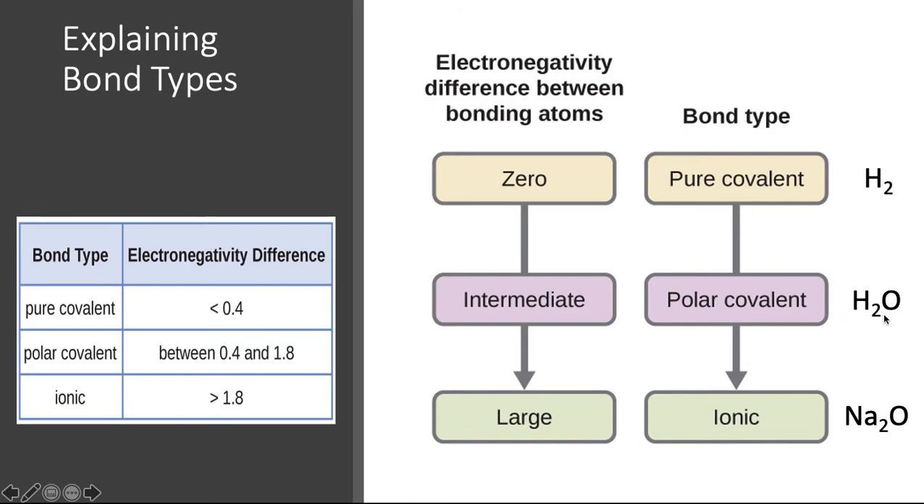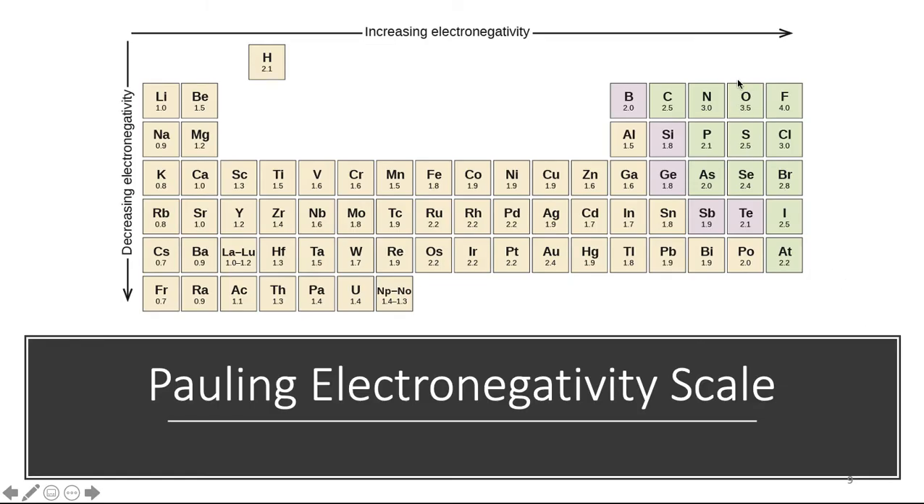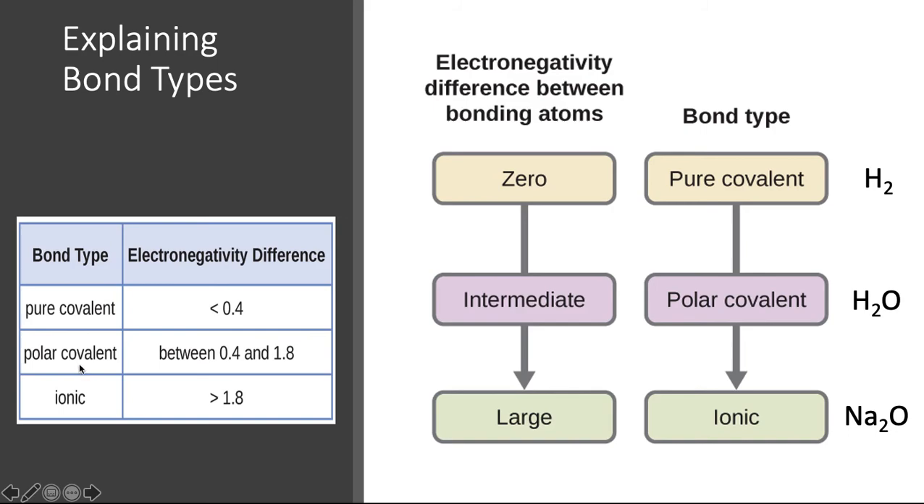Water, for example, is a polar covalent molecule because oxygen is much more electronegative than hydrogen. So if you look back over here, oxygen is 3.5 and hydrogen is 2.1. So the electronegativity difference between these two is 1.4. And if I go over here, I fall between 0.4 and 1.8, so it must be a polar covalent bond. That tells me that the OH bond in water is polar covalent.